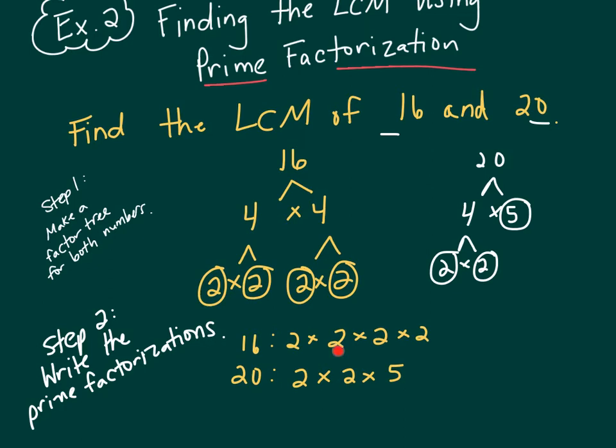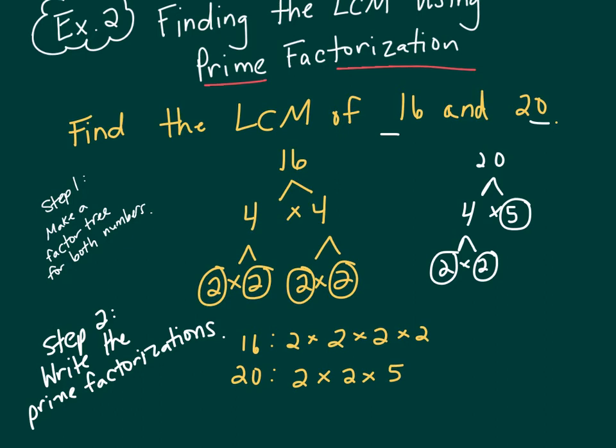For 16, I have 2 times 2 times 2 times 2. And for 20, I have 2 times 2 times 5. And up until this point, you might notice it's starting to look a lot like what it did when we were doing the greatest common factor to numbers. And at this point, if we'd been looking for the greatest common factor, we would start looking for pairs of numbers, one on each list, and then we would start multiplying those pairs.